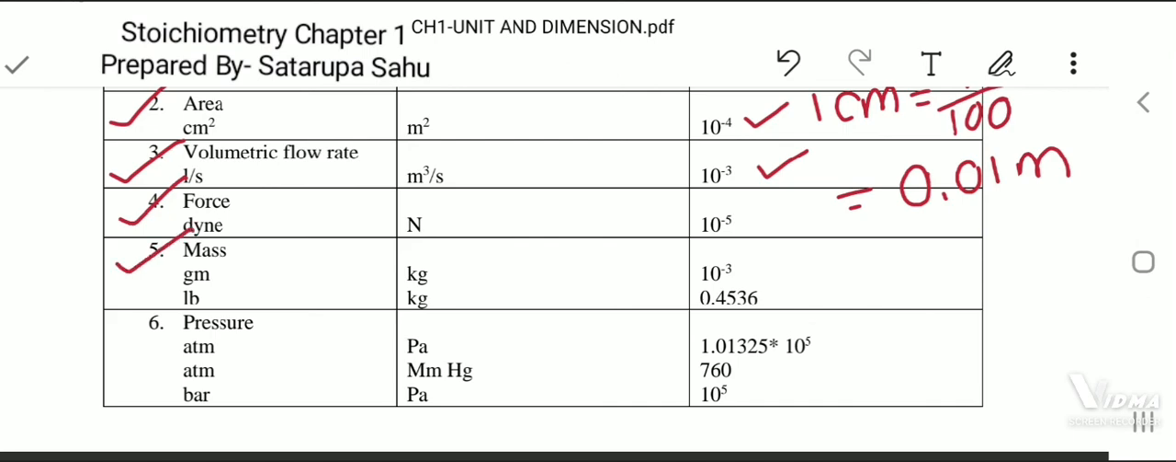In mass, 1 kg equals 1000 gram. So 1 gram will be equal to 1 divided by 1000 kg, that is equal to 10 to the power minus 3 kg. In pressure, 1 atmosphere equals 1.01325 into 10 to the power 5 Pascal. 1 atmosphere equals 760 mm of mercury, and that is approximately equal to 1 bar.